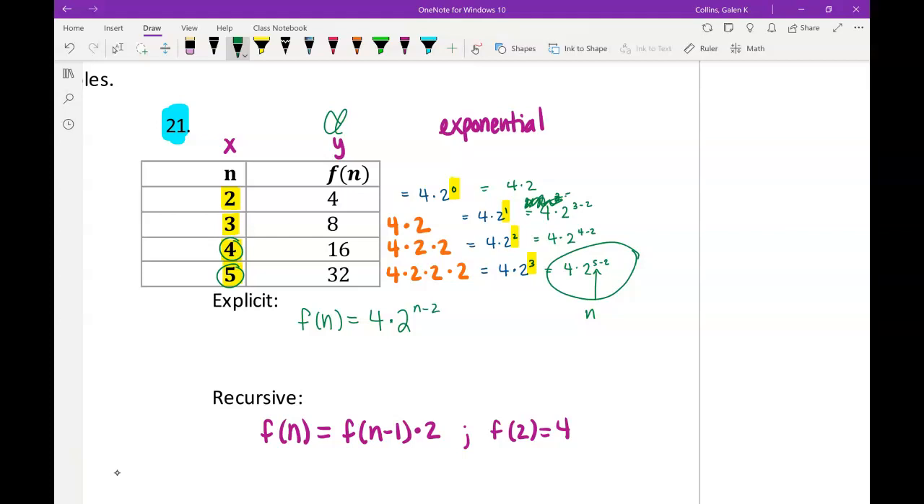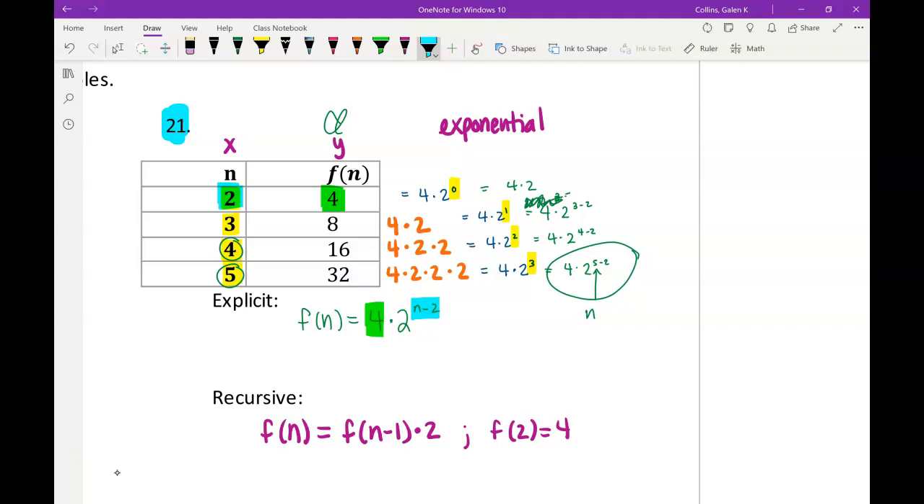power. Now remember, we don't call this point slope form because it's not a linear equation, but it's the same idea. I started with an output of 4, and that's where my n value was 2, so that's why I have n minus 2 as my exponent. That's one way to write this equation.